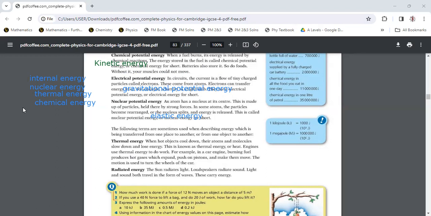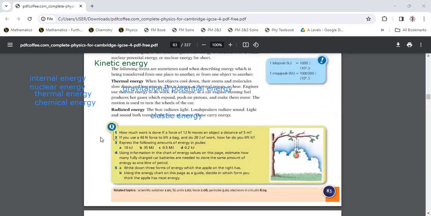They carry energy too. So let's work on an exercise here. Shall each of you take turns doing 1, 2, 3, 4, 5?